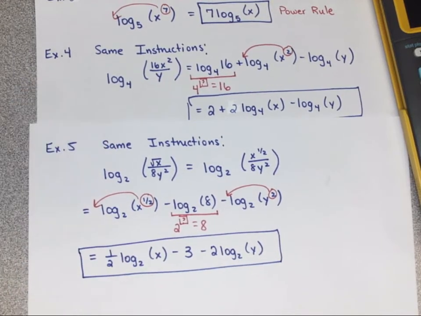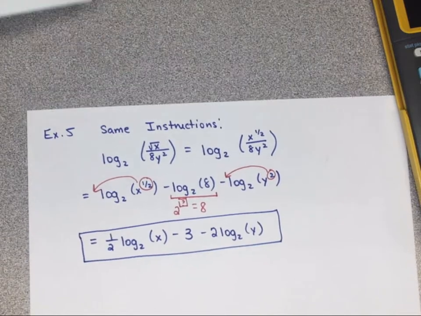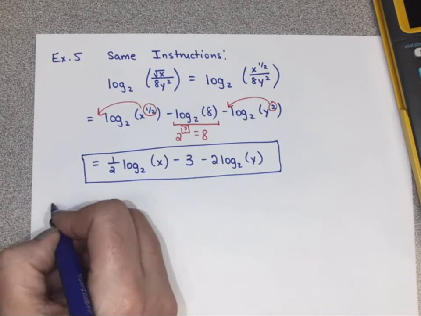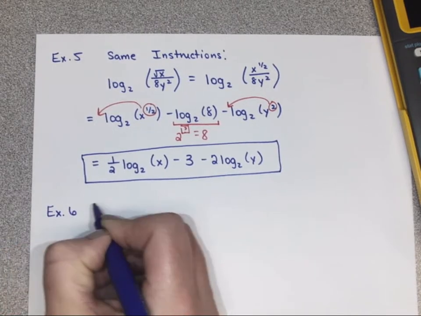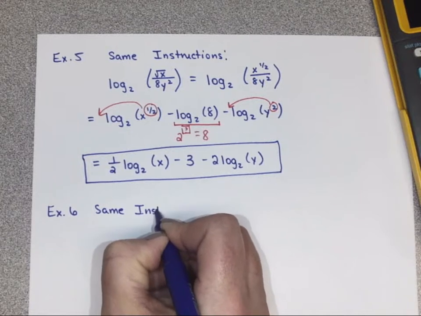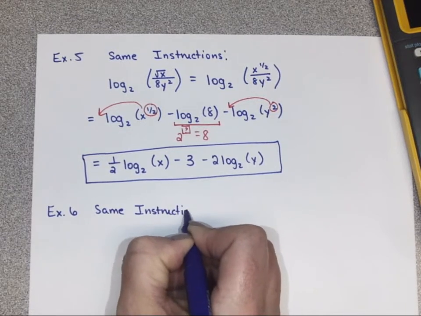So I don't really consider these to be maybe the most satisfying answers in the world, okay? Especially since we're not really simplifying, we're actually doing the opposite of that. But just remember, the point of these problems is for you to practice those 3 rules and know them really, really well. All right, so last one like this. And then we're going to practice using the rules in another way.